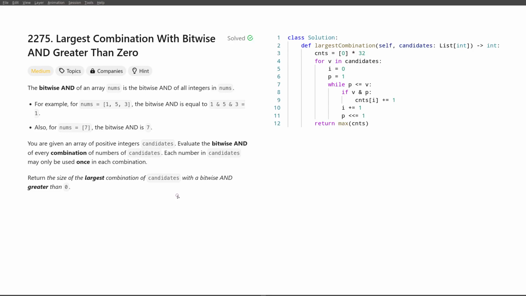Hello everyone, today we'll talk about the solution to the problem "largest combination of bitwise AND greater than 0". Since bitwise AND is a bitwise operation, we want to look at the numbers in their binary representation and think about bit positions in that representation.